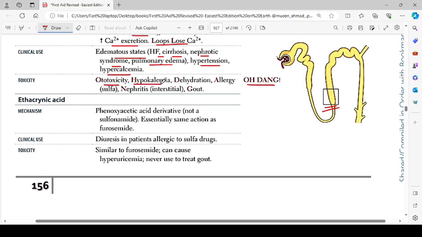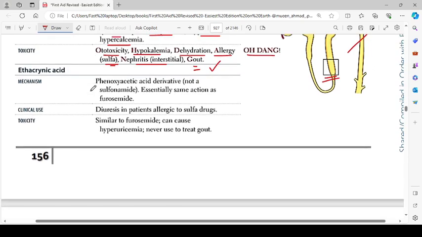ototoxicity, hypokalemia, because all the diuretics which are acting proximal to the collecting duct are potassium wasters. So all of them can cause hypokalemia. Then dehydration, allergy to the sulfa drugs, interstitial nephritis and gout. These are the complications. These are the side effects which can occur, or toxicity.